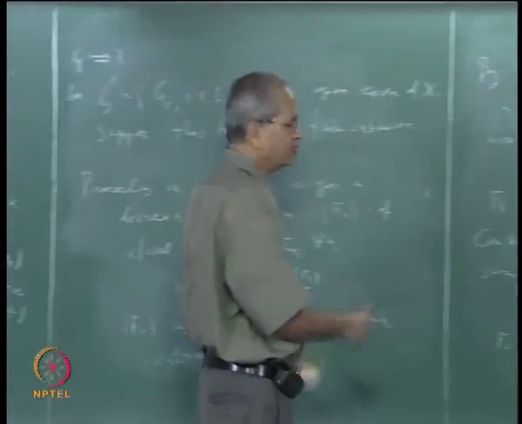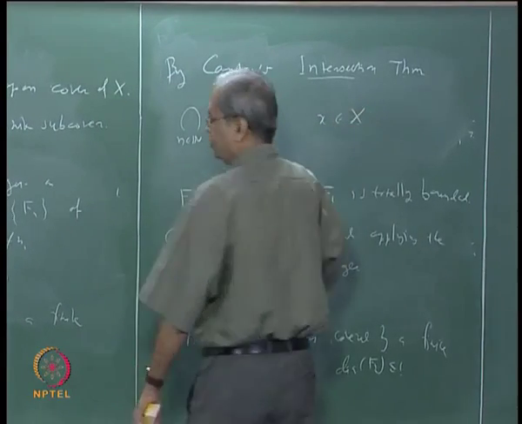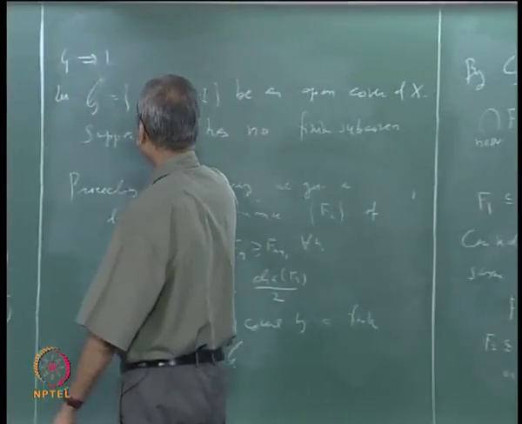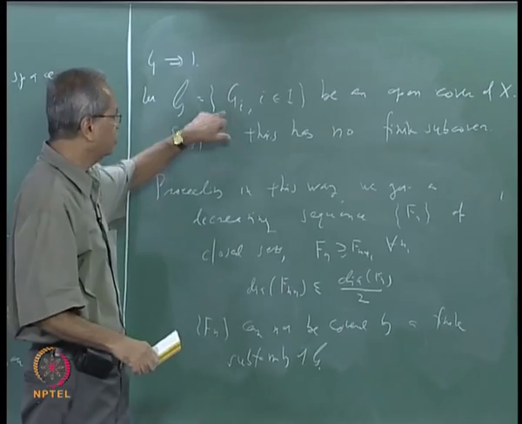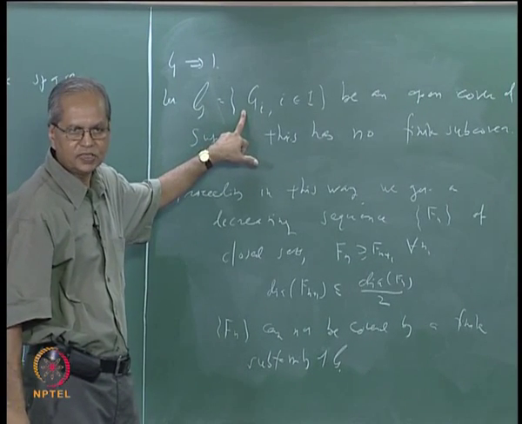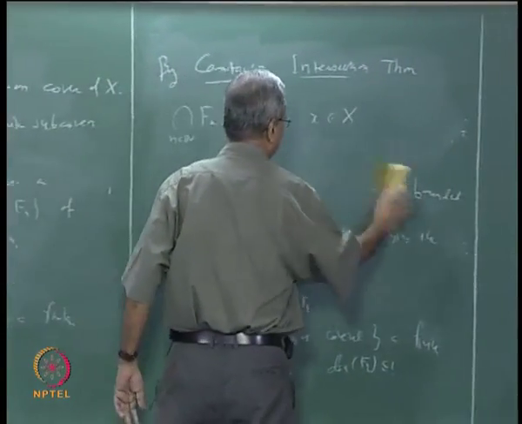Now you will guess how we will complete the proof. This x is some element in X, and we started by assuming that this is a cover of X. So x must belong to one of these sets here. Suppose I call that set some G_i.